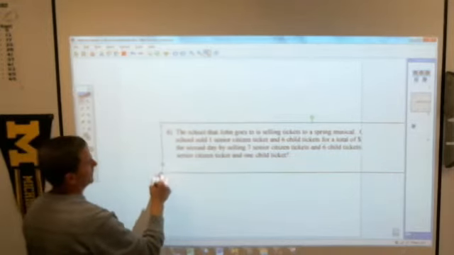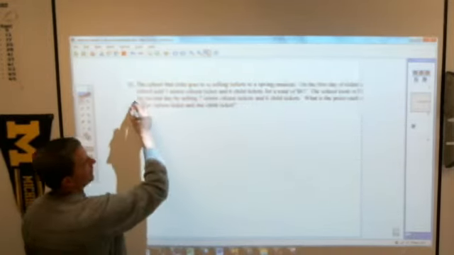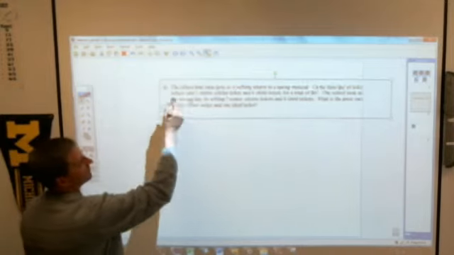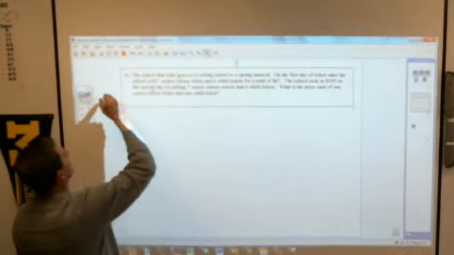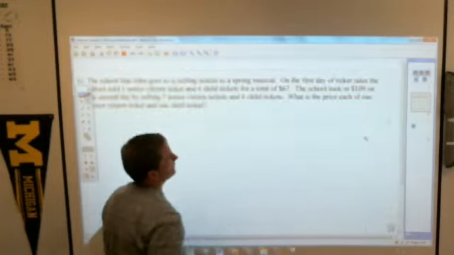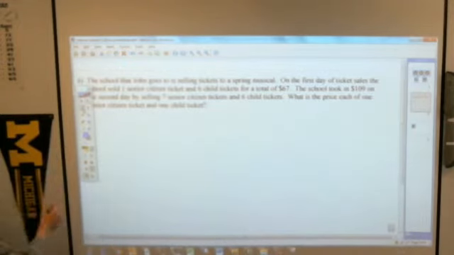Alright, back to this. So, story problems, which really make everybody's life happy. If you're doing this problem here: the school that John goes to is selling tickets to a spring musical. On the first day of ticket sales, the school sold 1 senior citizen ticket and 6 child tickets for a total of $67. The school took in $109 on the second day by selling 7 senior tickets and 6 child tickets. What is the price of each senior citizen ticket and each child ticket?